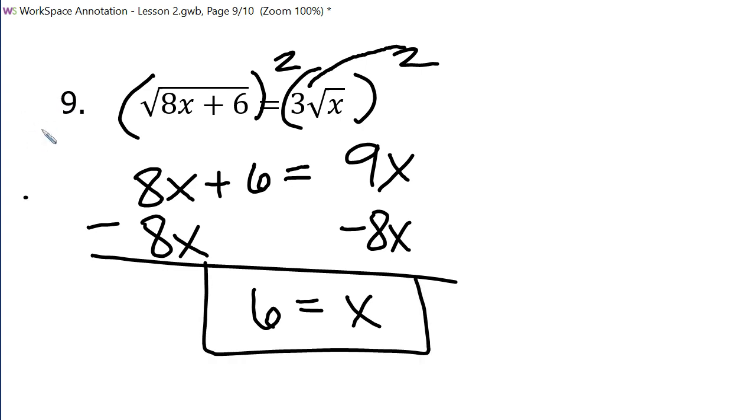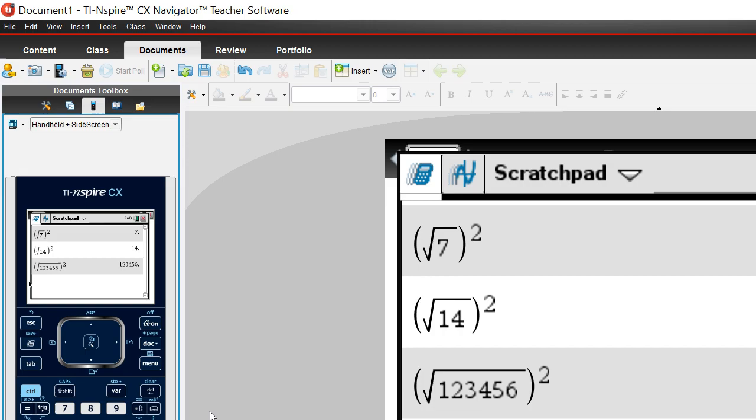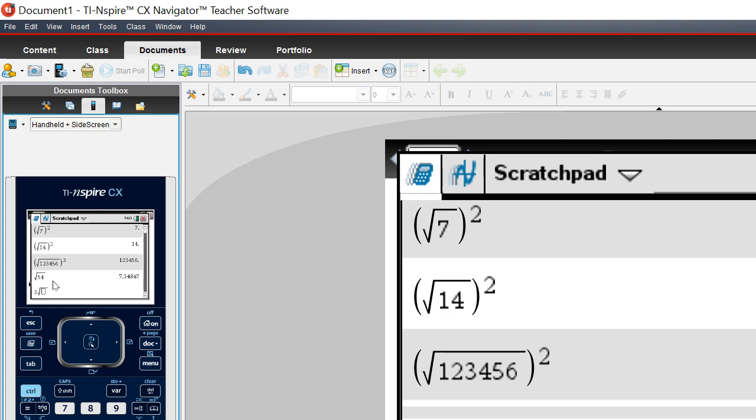54. So on the left side, I got square root of 54. But on the right side, it's 3 square root of 6. Are those equal? Do you know? No. So what I would do if I were you, I would check in the calculator. So type in square root of 54. And the other side was 3 square root of 6.